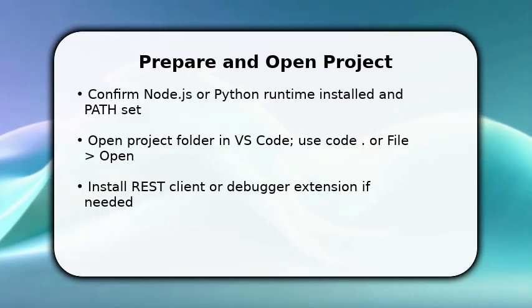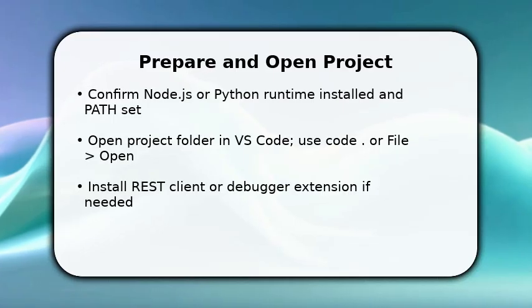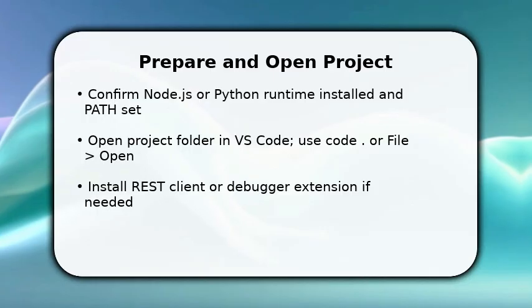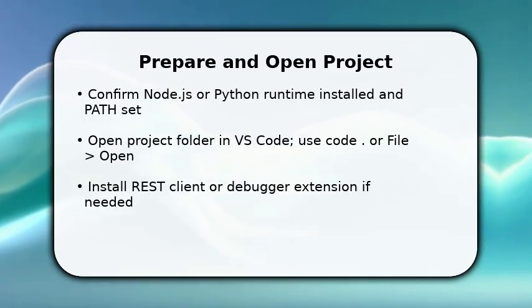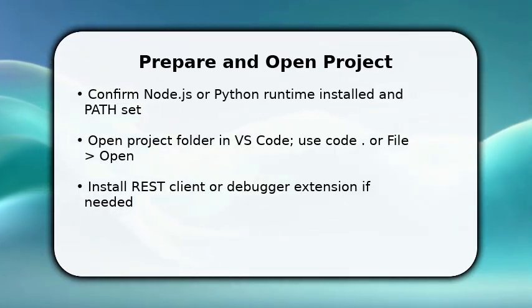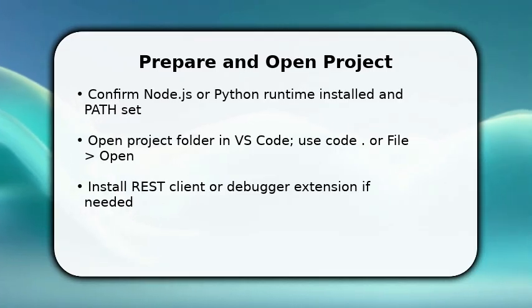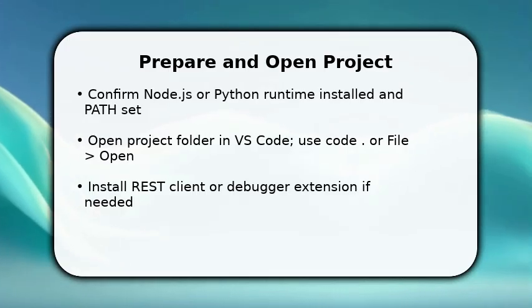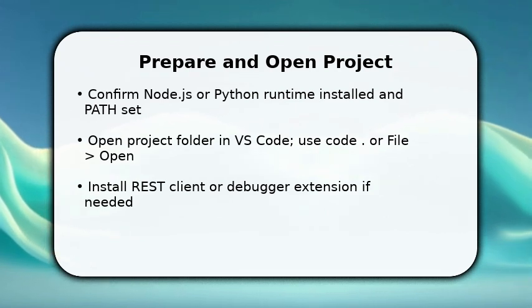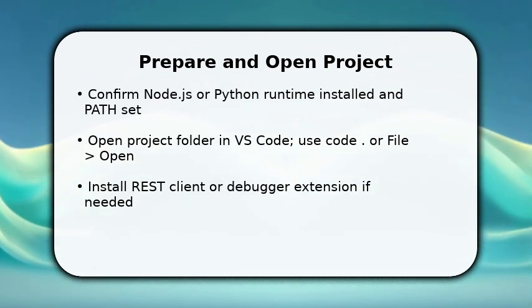You already have the prerequisites. Now start by opening your API project in Visual Studio Code so you can modify and run code immediately. Once the folder is open, make sure the correct workspace interpreter or Node runtime is selected in the bottom bar. Install or enable extensions like the REST Client or a language-specific debugger to streamline testing. This first step links editor, interpreter, and extensions. It prevents environment mismatches and lets you run the API without trial and error later on.